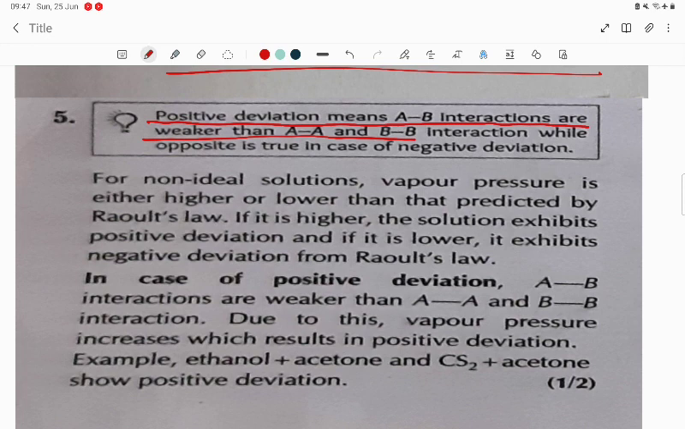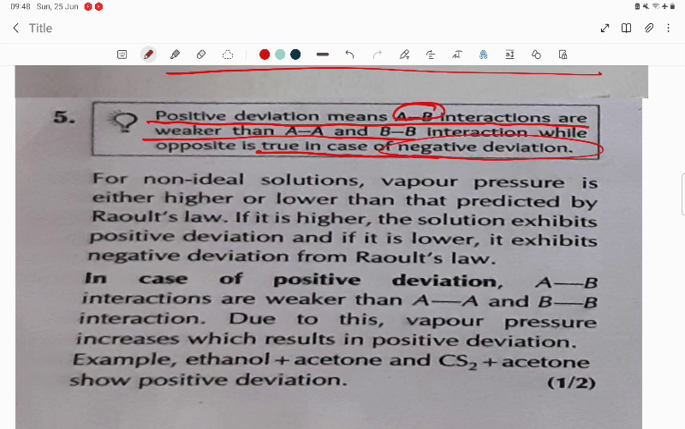Right. Now in case the interaction is opposite, that is, whatever A-B interaction we are talking about versus A-A and B-B, the opposite is the cause of negative deviation. So if the A-B interaction is stronger than the A-A and B-B interactions, then it will be negative deviation.